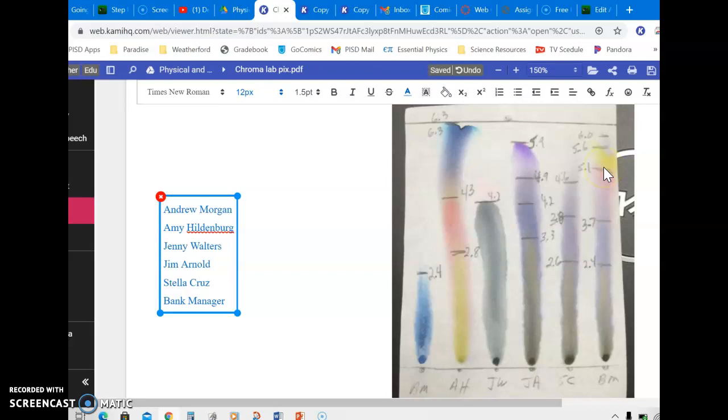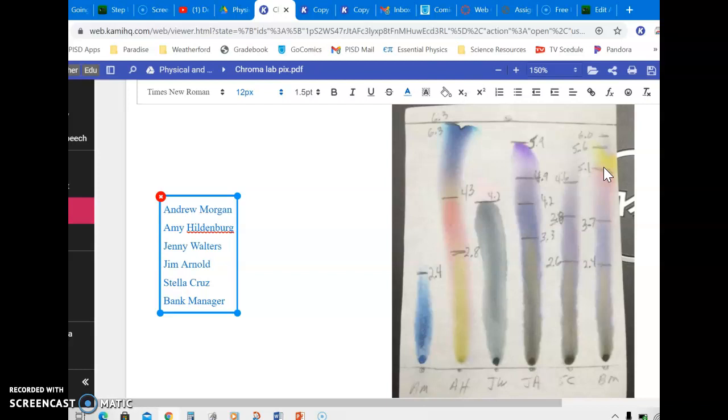Now, what we'd like to do today is find the RF values. You can just leave this as a tab, or you may want to take a picture of this so you have it where you can look at it. If you have a camera or something, you can take a picture of it. If not, you may just have to come back and look at this from time to time.